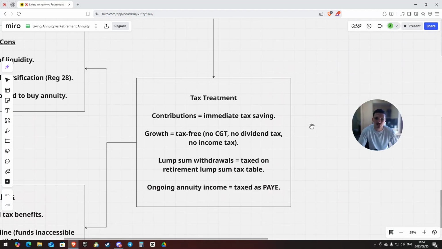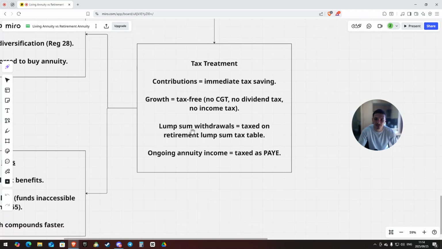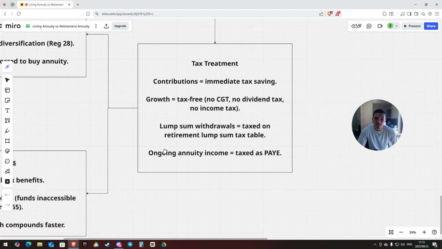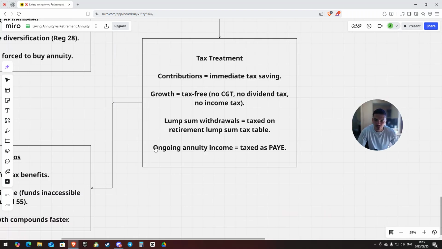In terms of tax treatments, contributions, obviously the immediate tax savings is what we spoke about. Any growth inside is completely tax free. So you don't have any capital gains tax. There's no dividend tax. There's no income tax, which is quite good. And then obviously lump sum withdrawals are taxed on the retirement lump sum tax table, which you can find in another video. Then ongoing annuity income is obviously taxed as pay as you earn.